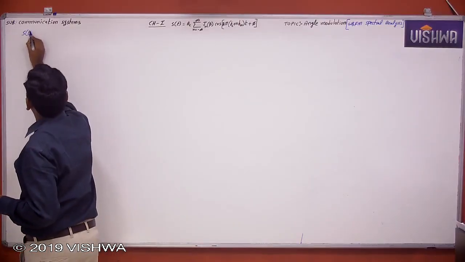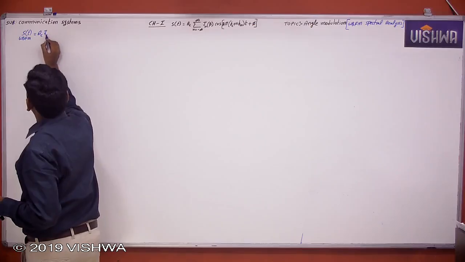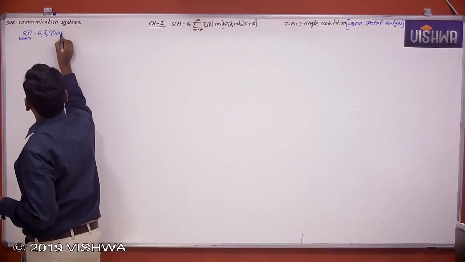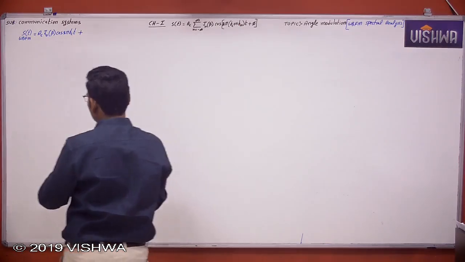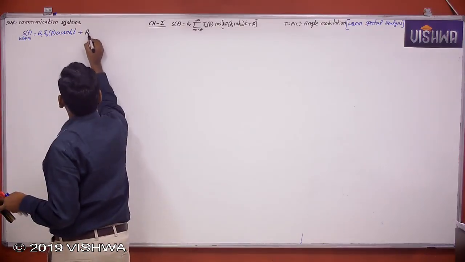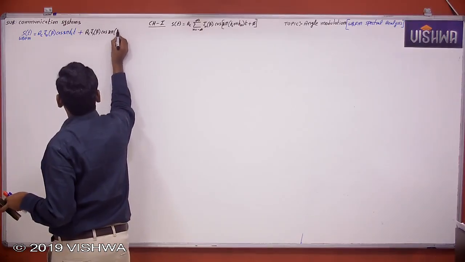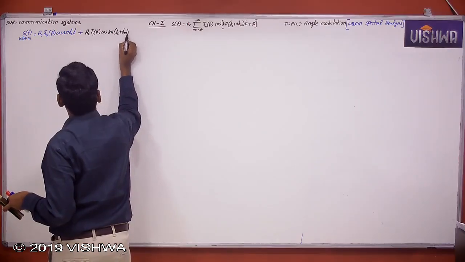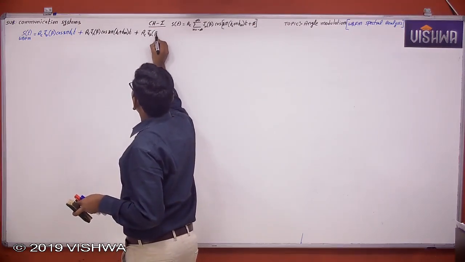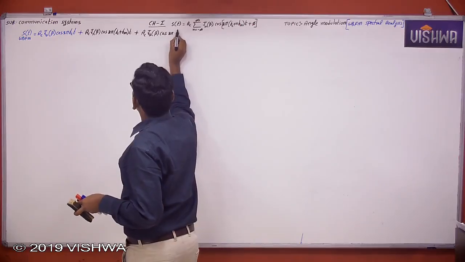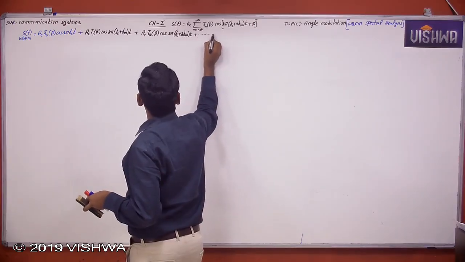S of t of wideband FM is equal to AC, n equal to 0, J0 of beta into cos 2 pi fct, plus n equal to 1, AC J1 of beta into cos 2 pi (fc plus fm) t, plus n equal to 2, AC J2 of beta into cos 2 pi (fc plus 2 fm) t, plus and so on.